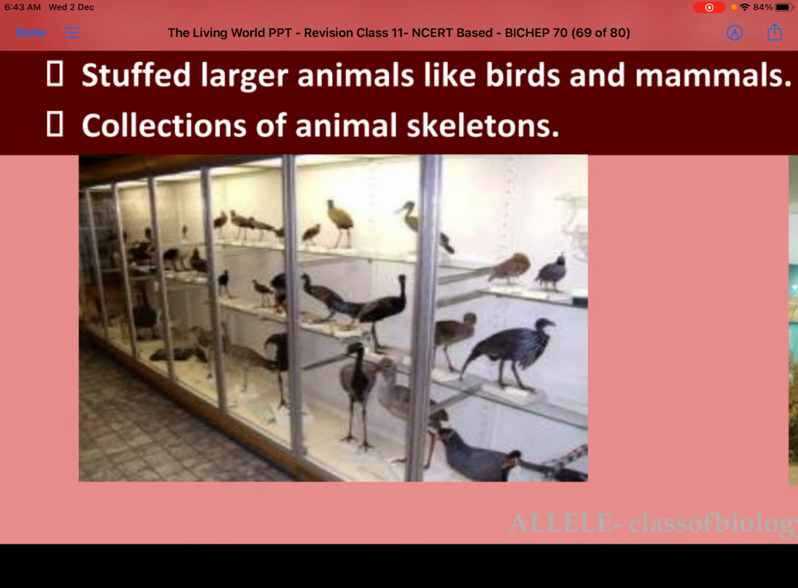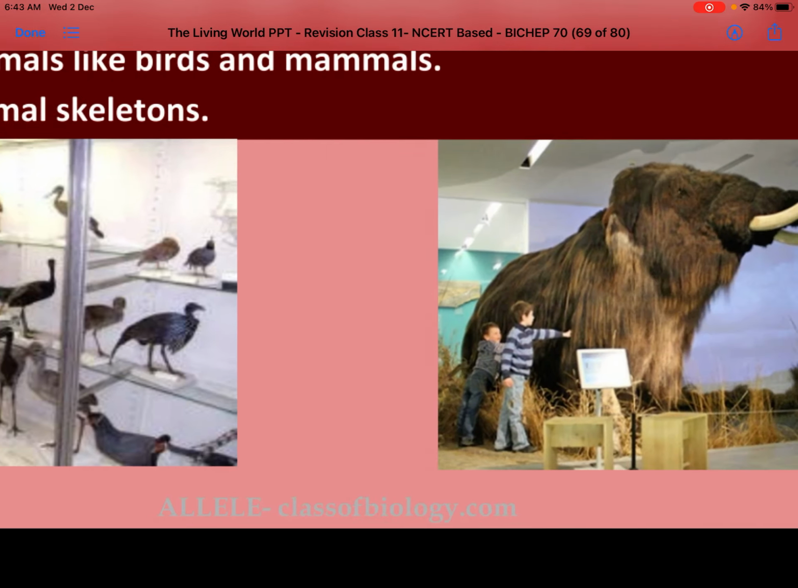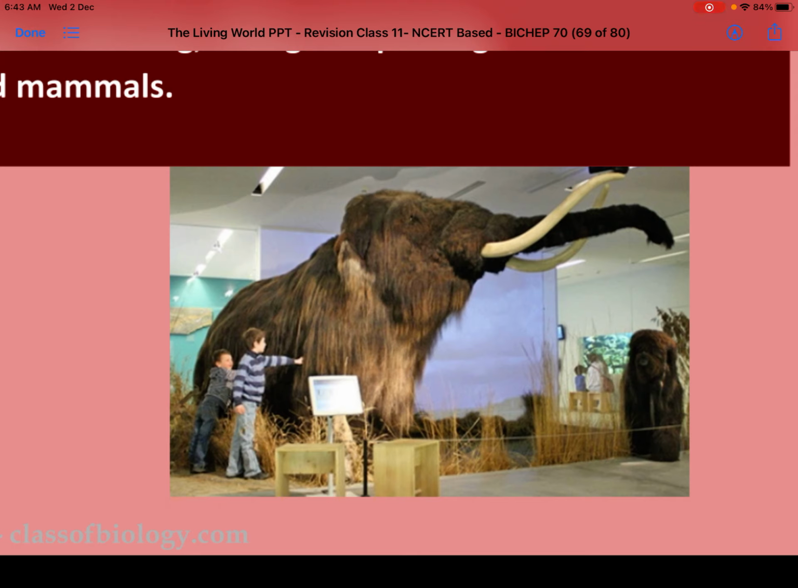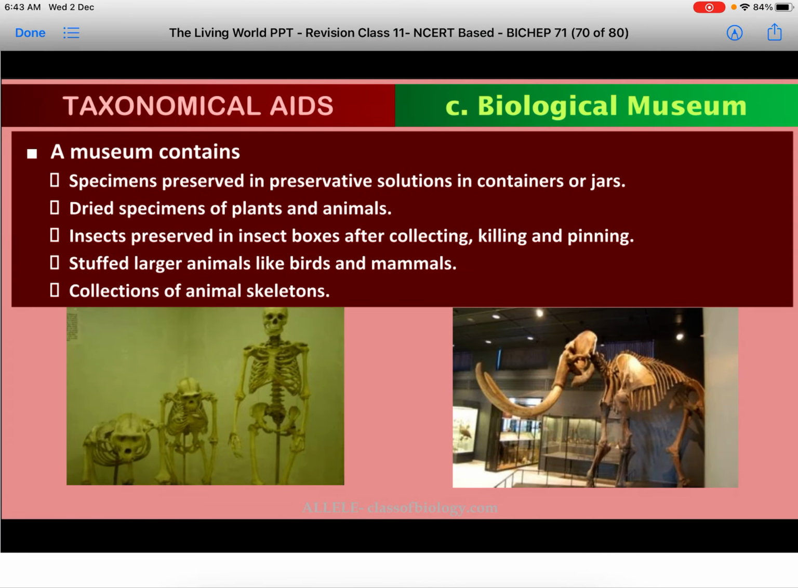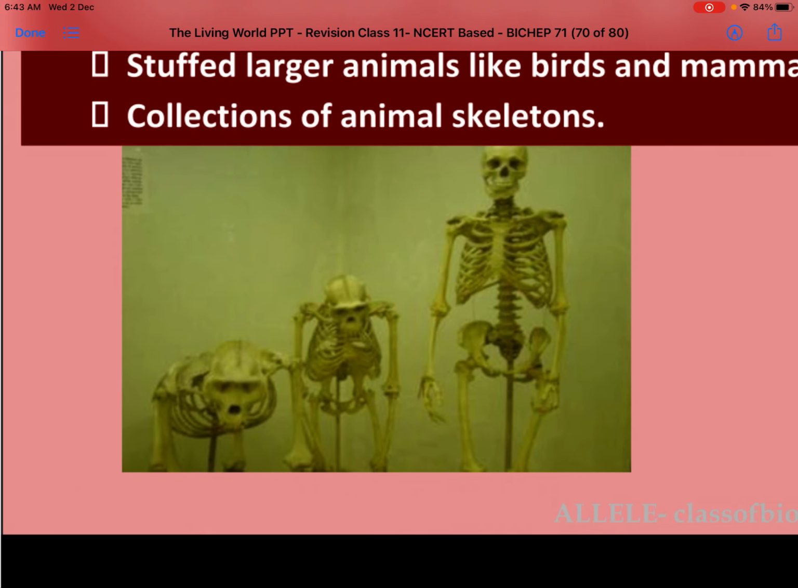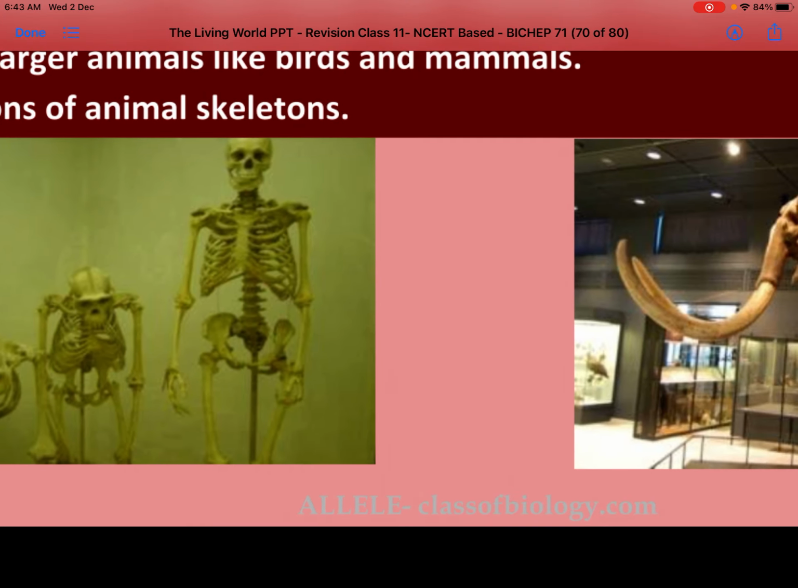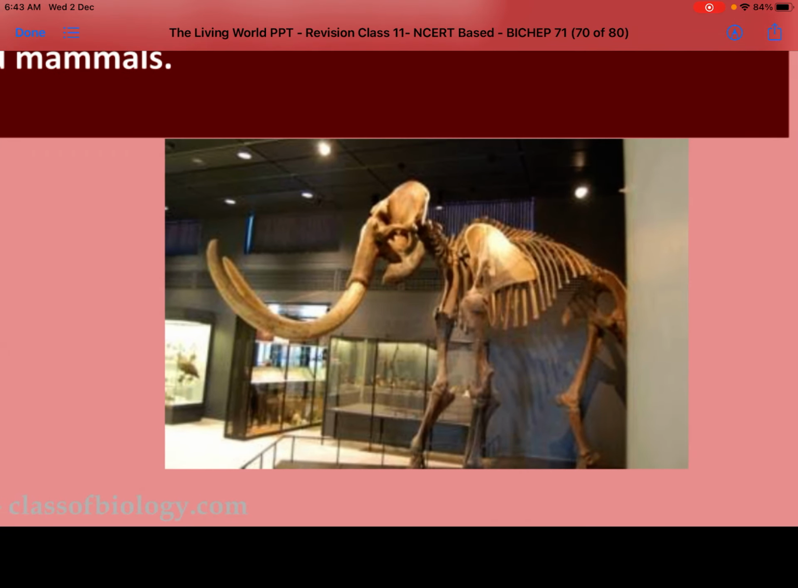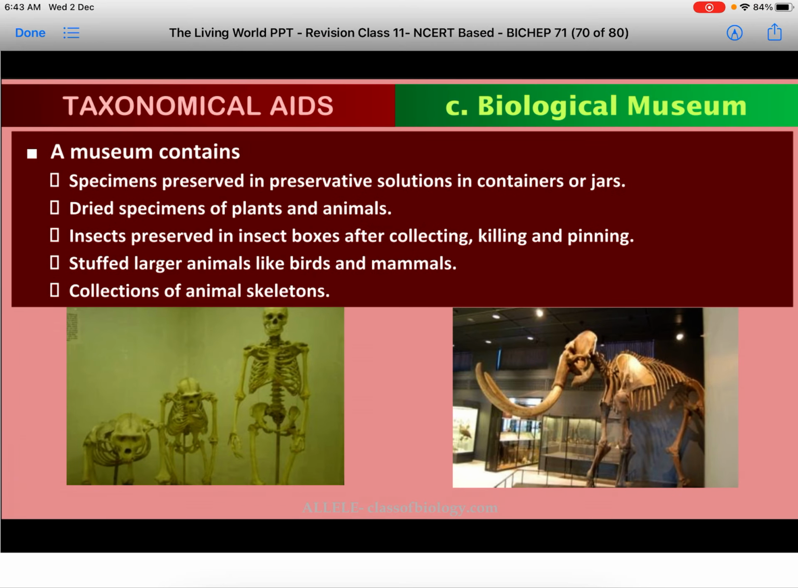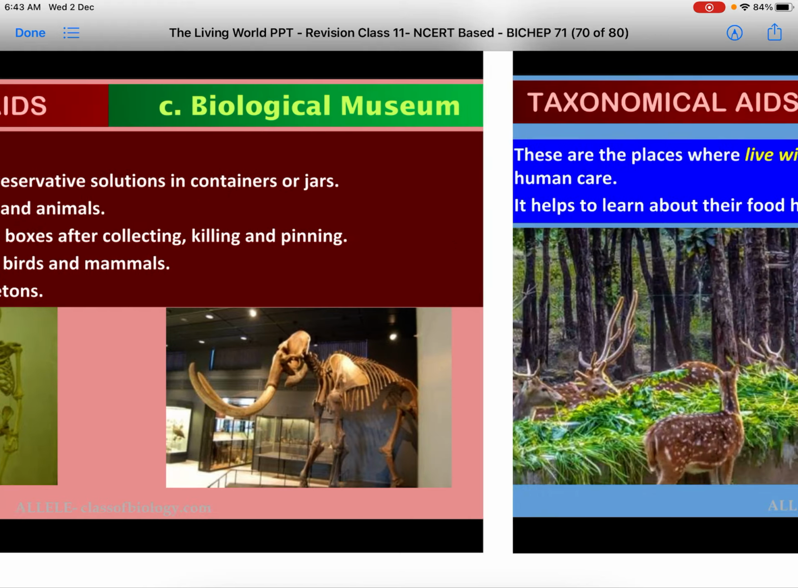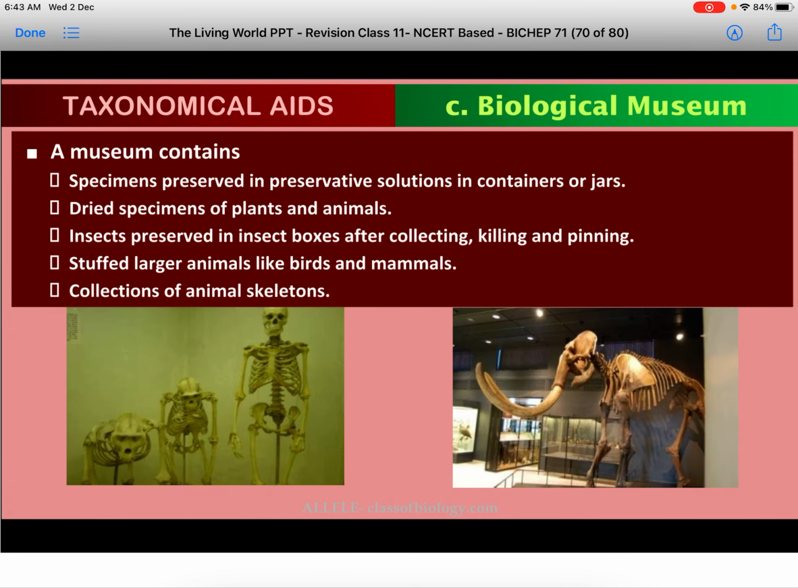These are stuffed animals which are collected, stuffed and placed into the museum. Ready? This is a stuffing of a mammoth. These are the skeletons of various types. This is a human skeleton and this is a mammoth skeleton. So that's the story of the taxonomical aid called the biological museum.